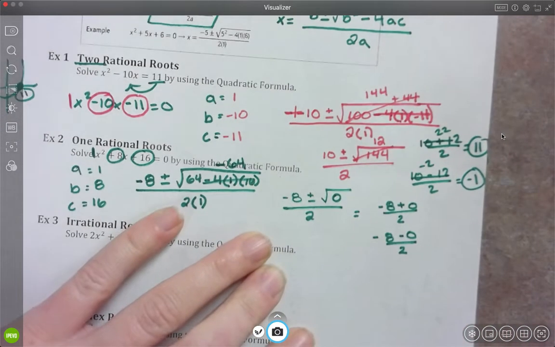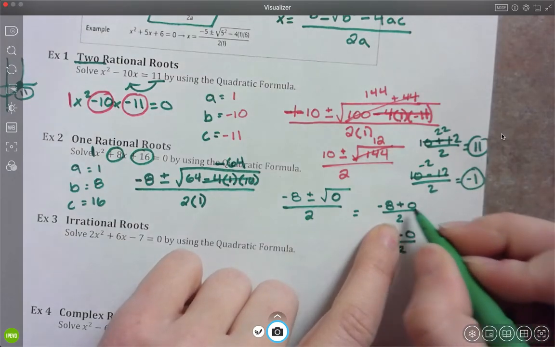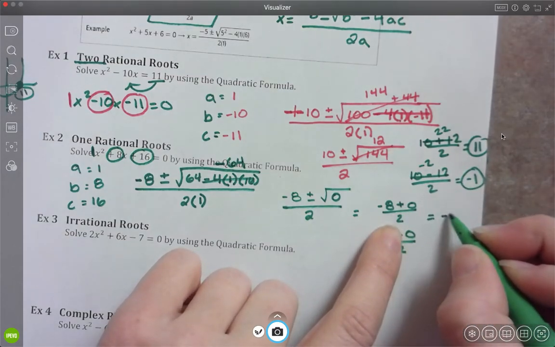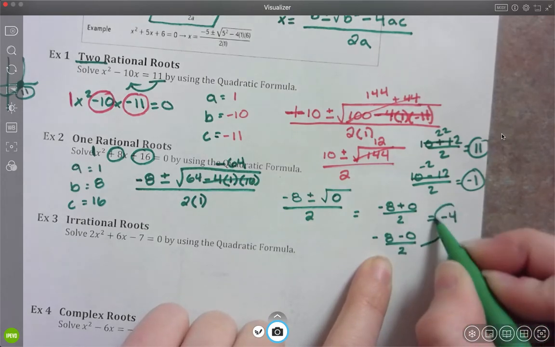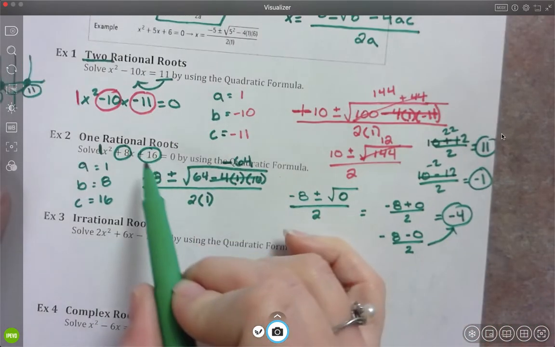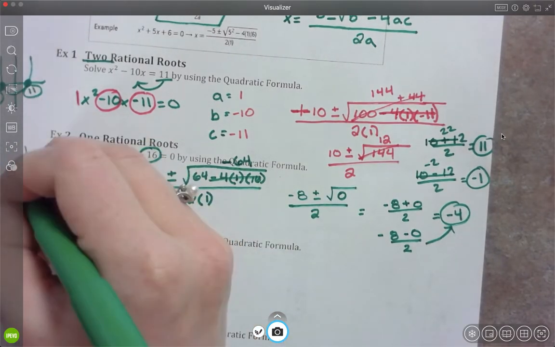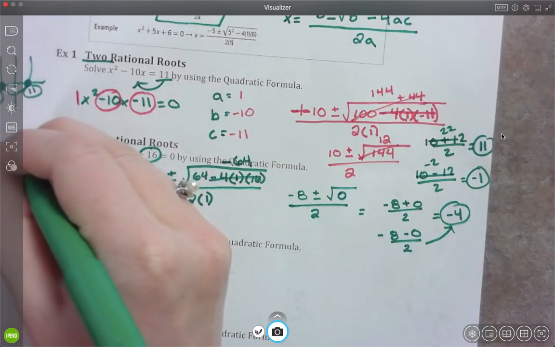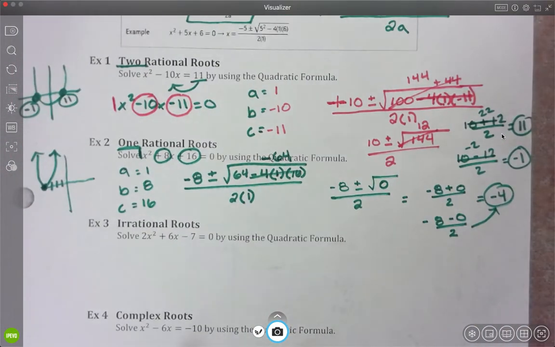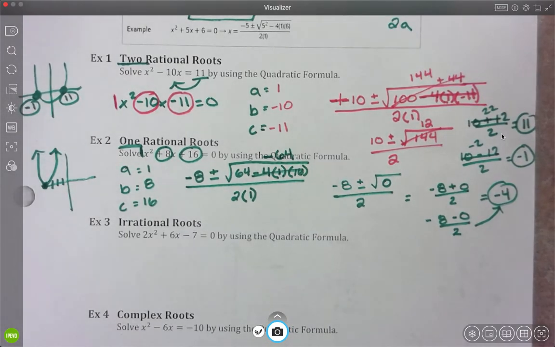Okay, well, negative 8 plus 0 divided by 2 is just negative 8 divided by 2, or negative 4. And negative 8 minus 0 is going to give me the same answer, right? So in that case, I only have one solution, and that's going to be at negative 4. 1, 2, 3, 4. And he's going to touch and he's going to cross right there. Okay? So using the quadratic formula, we found he was negative 4. He's very easy to locate where his zeros are, and we're good to go.